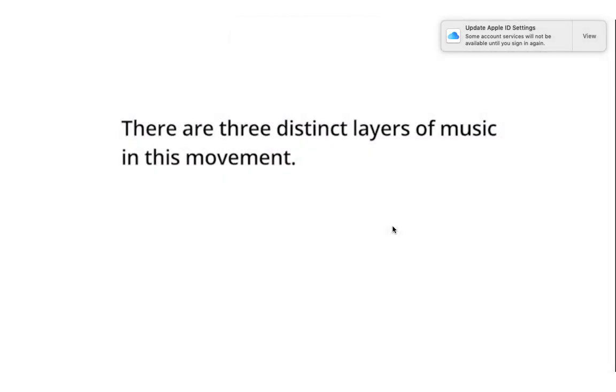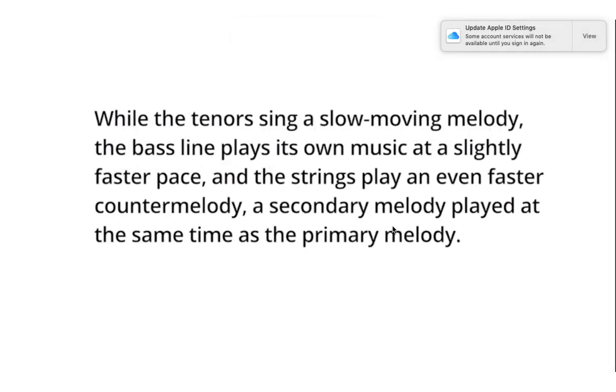There are three distinct layers of music in this movement. While the tenors sing a slow-moving melody, the bass line plays its own music at a slightly faster pace, and the strings play an even faster counter melody, a secondary melody played at the same time as the primary melody.